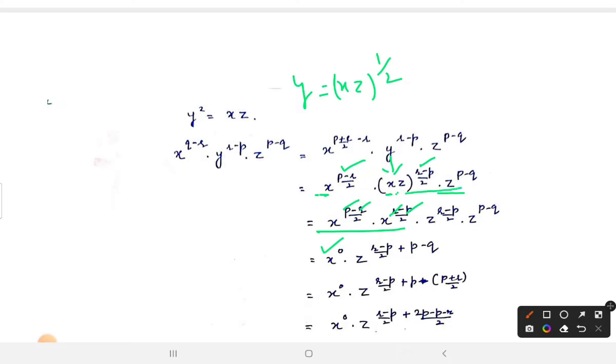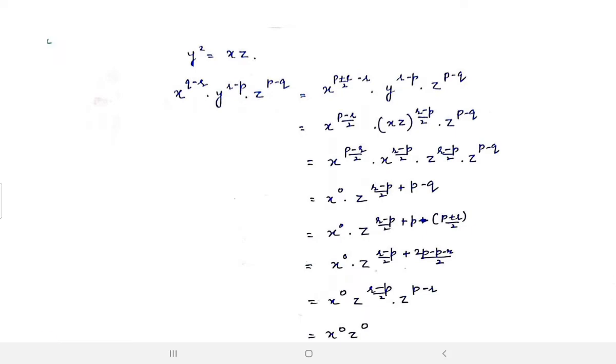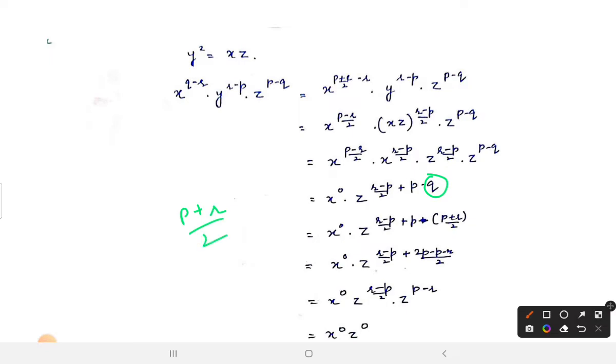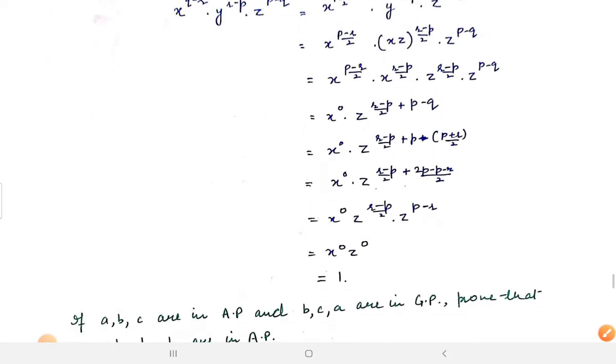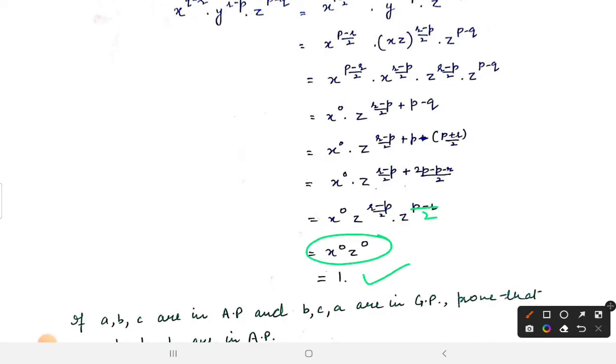Let us now combine this z with z. So what we have is (r minus p) by 2, plus (p minus q), that we have to add here. So take the LCM and solve. Put the value of q here, q is (p plus r) by 2, and combine this whole. When you combine this whole, you will get the power of z as 0. So the answer is x to the power 0, z to the power 0, and anything raised to power 0 is 1.